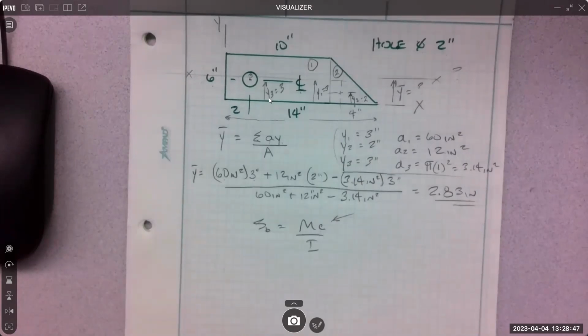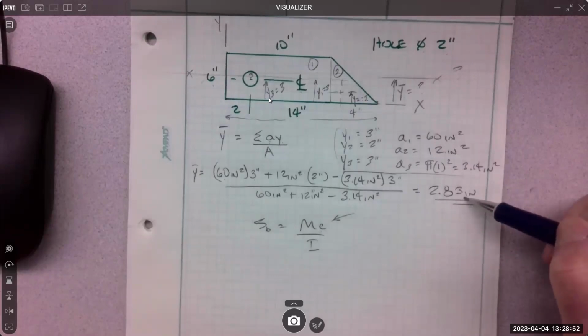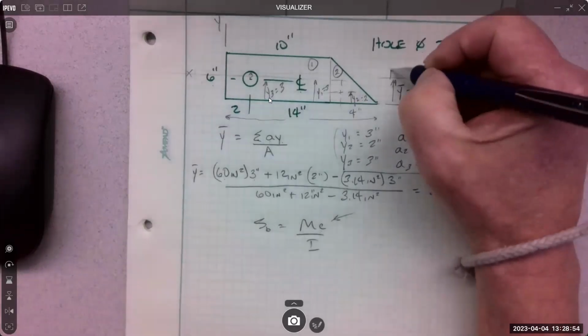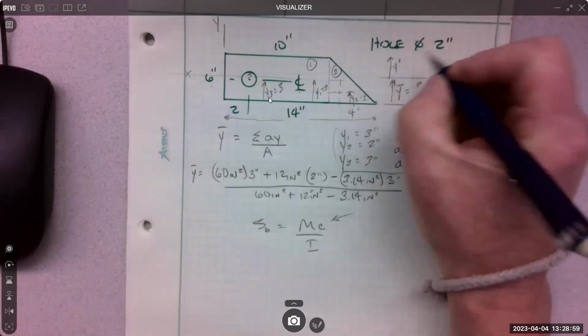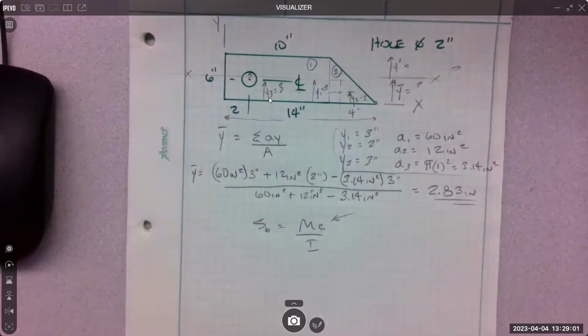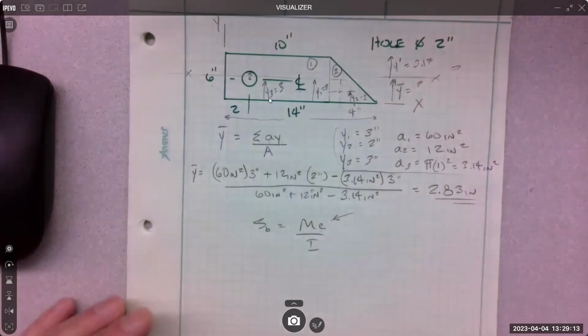Okay, so the distance Y bar is what? 2.83. Yeah, what is it this way? So this also would be like a Y prime number. 3.17. Which one's bigger? The top one. That's the one we would use. But we didn't know 3.17 until we found Y bar, right? The location of the centroid.